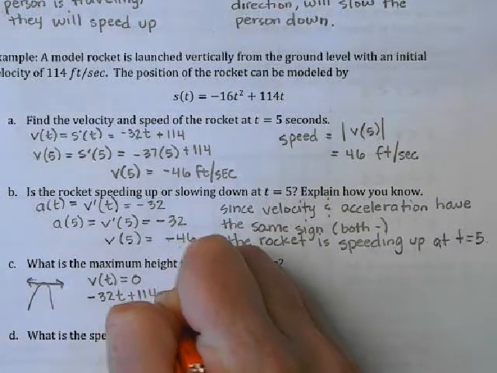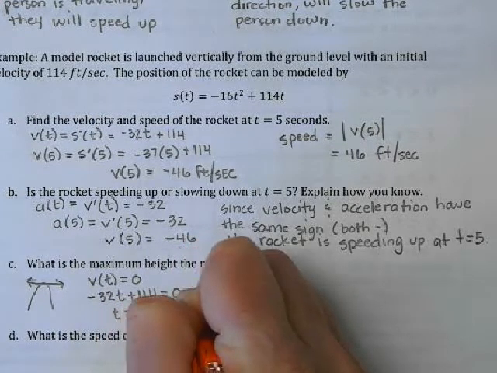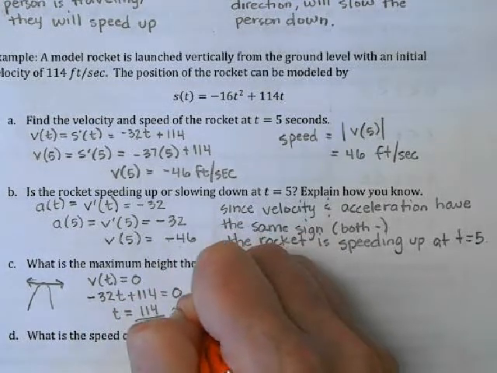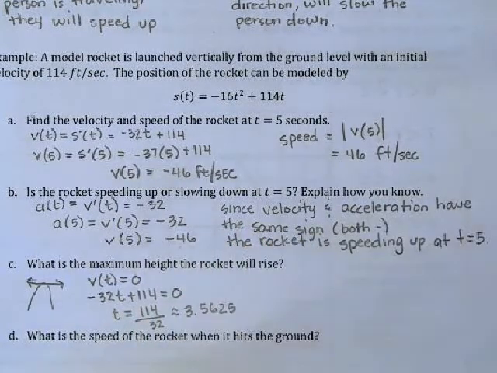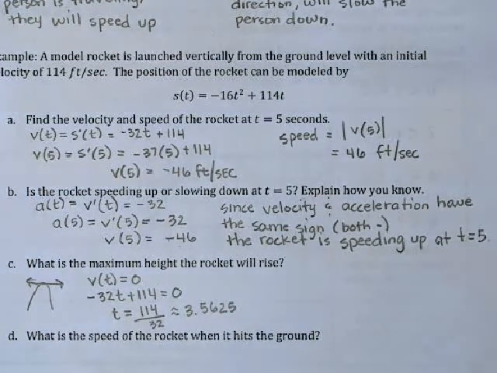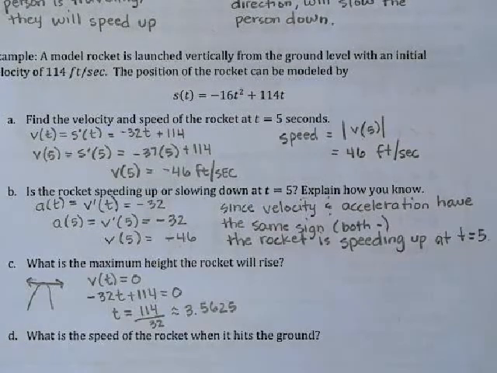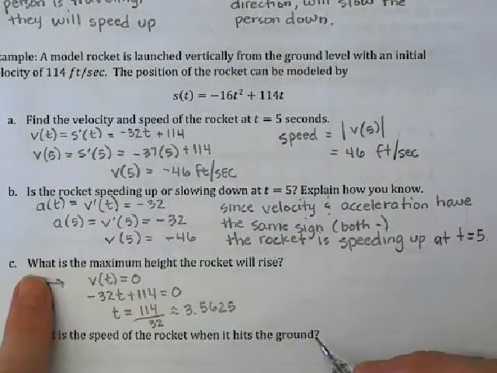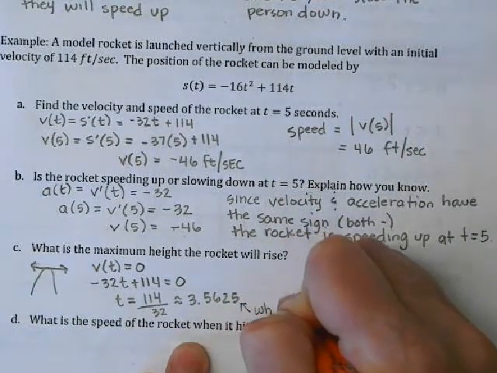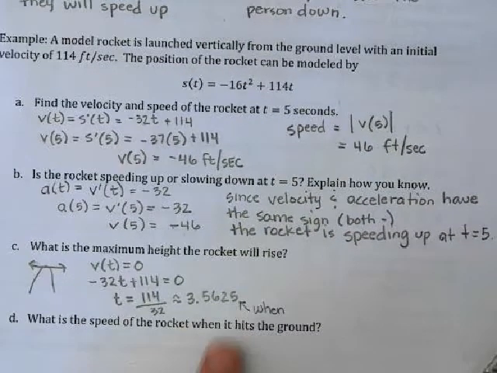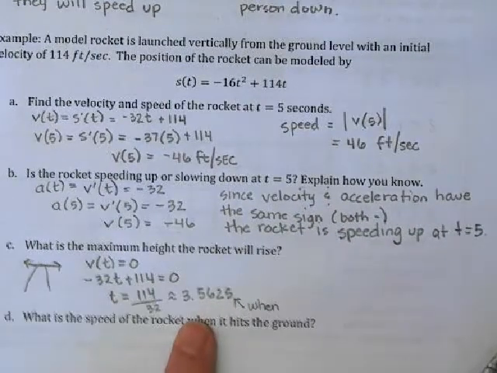So t is going to be 114 over 32, which is approximately 3.5625. Notice I put 4 decimals. In AP calculus, they want 4 decimals in every answer that's not an exact answer, so always go to 4 decimals. This didn't answer the question what, this answered the question when. So I know it's going to happen after that many seconds.